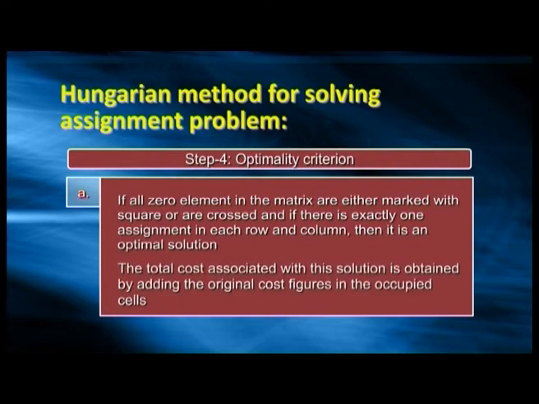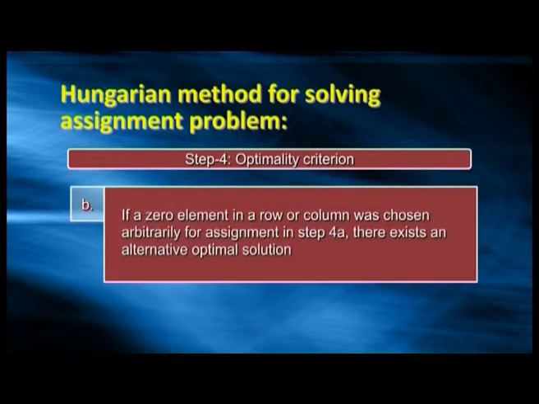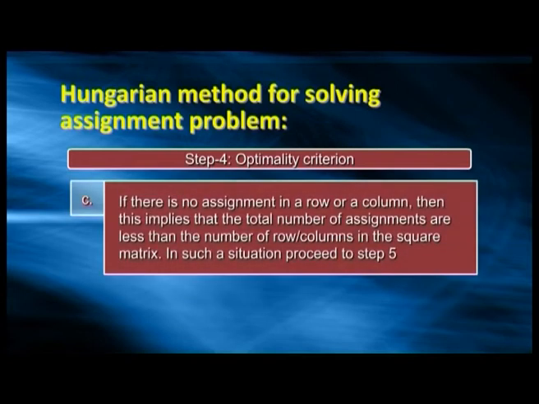The total cost associated with this solution is obtained by adding the original cost figures in the occupied cells. If a 0 element in a row or column was chosen arbitrarily for assignment in step 4a, there exists an alternative optimal solution. If there is no assignment in a row or column, then this implies that the total number of assignments is less than the number of rows or columns in the square matrix. In such a situation, proceed to step 5.